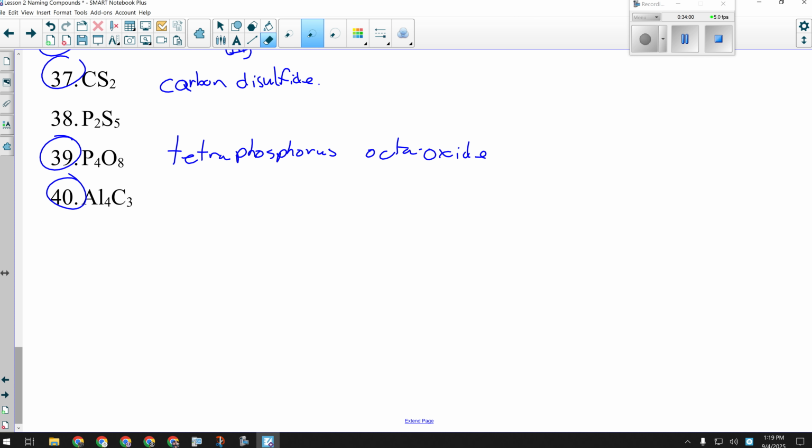All right, and then on number 40, Al4C3, ionic or molecular? Ionic. Now write the name of the metal, aluminum. Write the name of the non-metal, ending in -ide. Carbide. Any Roman numerals? Okay. How are we feeling about that?